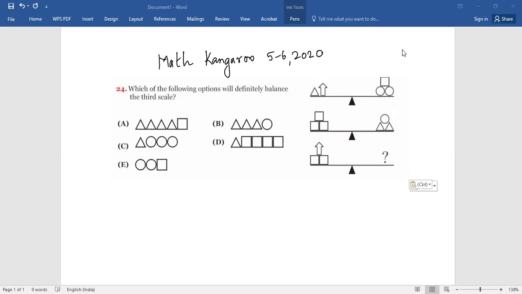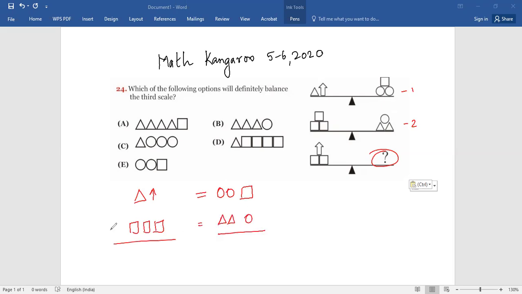So we have scale number 1, which is this. You have scale number 2, and we need to put something here so that they balance out. Now, if you see these connections in the first scale, you have the triangle and the arrow, which is equal to two circles and the square. And in the second one, you have three squares, which are equal to two triangles and the circle.